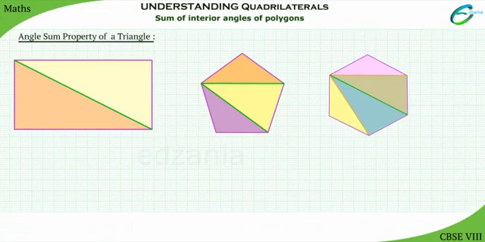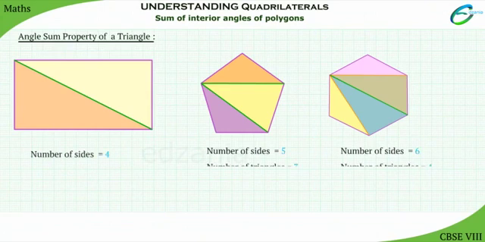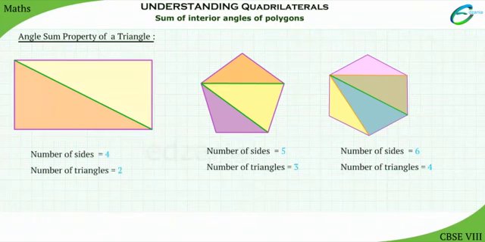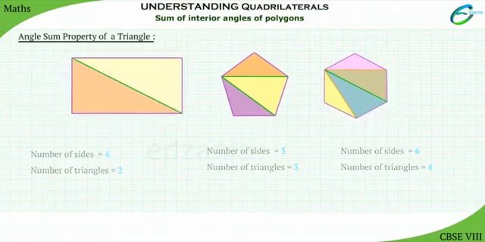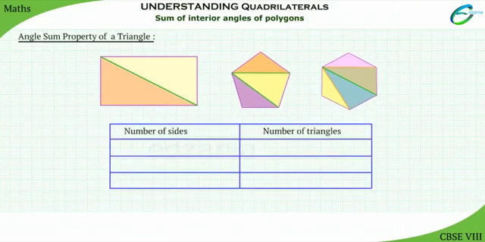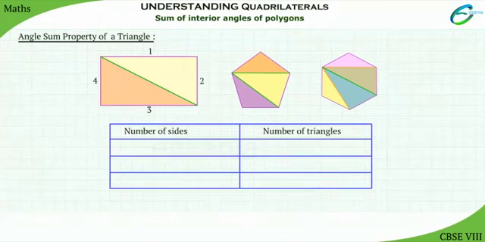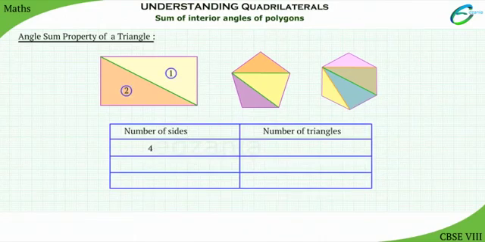In all these cases, there is a common relation between the number of sides and the number of triangles in a polygon. Let us observe the relation between them. If the number of sides of a polygon is 4, then the number of triangles is 2, which is 4 minus 2 equal to 2. Number of sides minus 2.